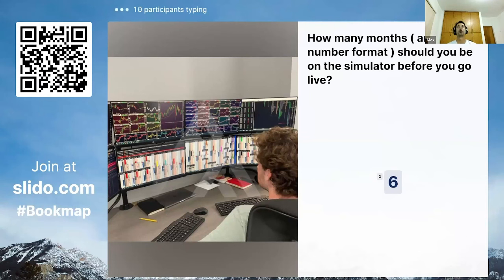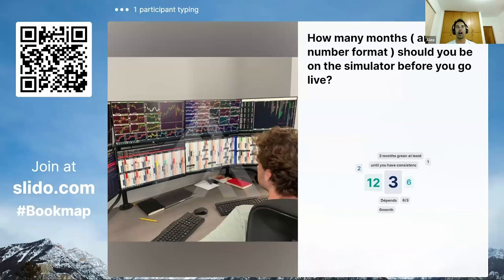How many months should you be on the simulator before you go live? So we have six over here. We have three, we have one, we have two, we have 12. Until you have consistency. So great. There are some qualitative observations here. We don't put anyone live unless they have edge, unless they have a learning protocol, a learning system to debrief themselves from their losses and amplify their winners.